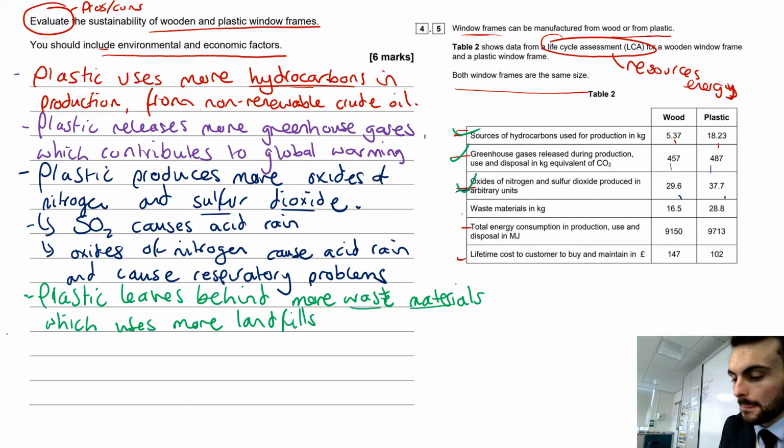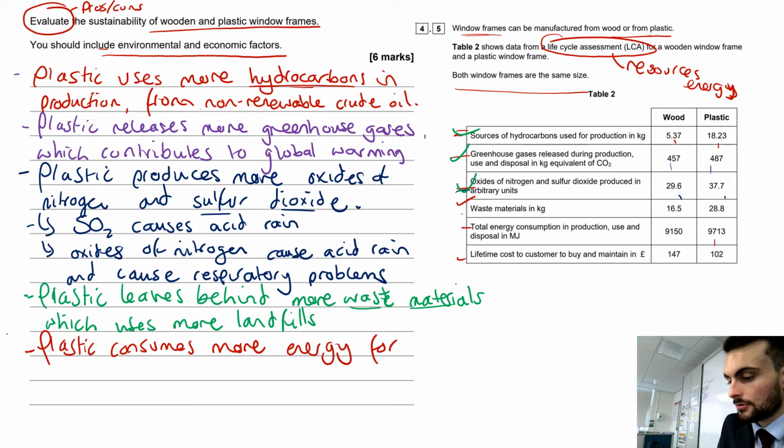Okay. Next. Then we've got, so we've done that one. Total energy consumption in production, use and disposal in millijoules. So plastic consumes more energy. Energy for production, use and disposal. Don't really need to say anything to link to that one.